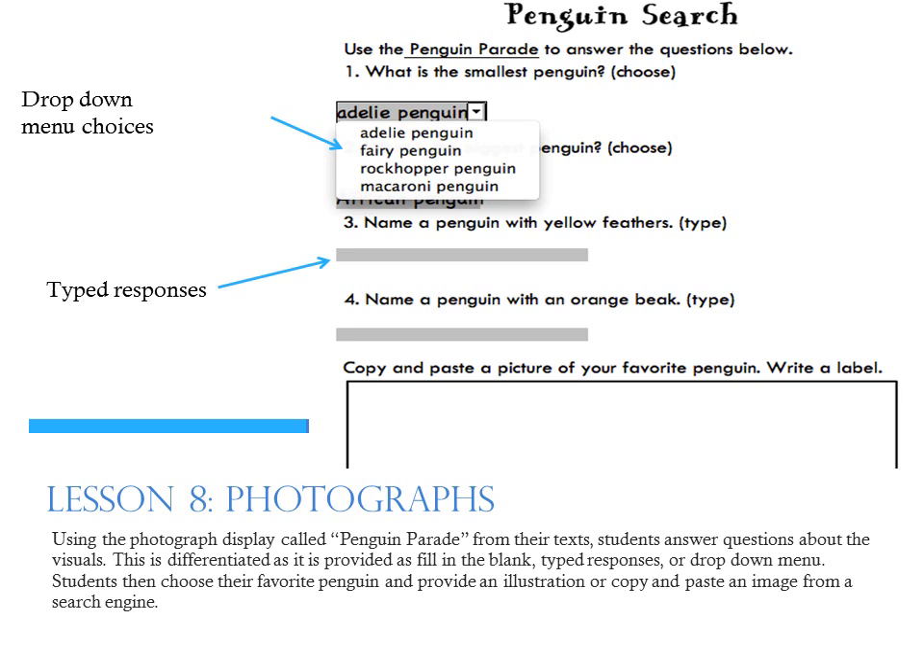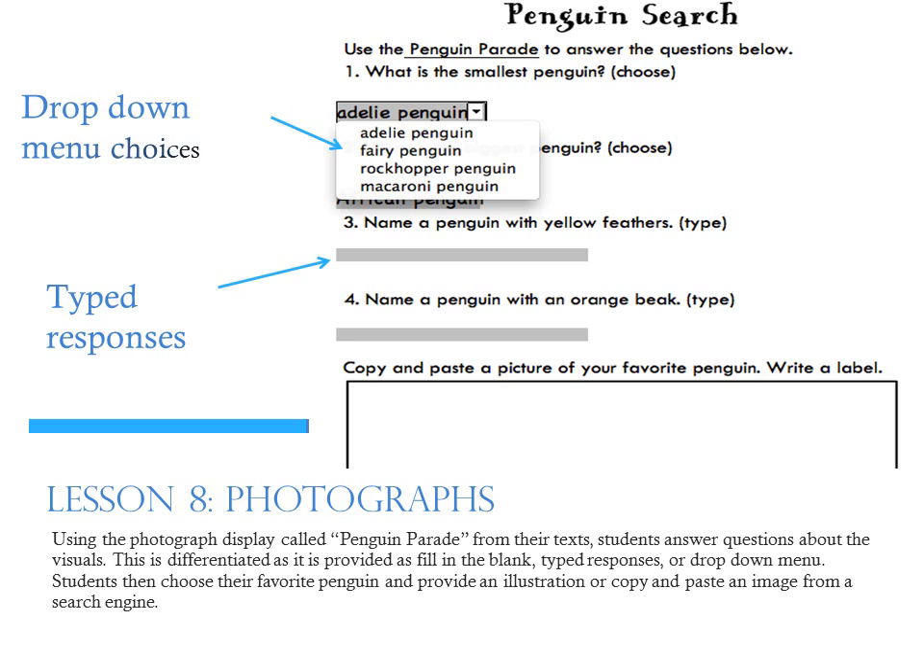After looking and listening about the variety of penguins, students will use the photograph display in their text called Penguin Parade that include photographs and captions of the different types of penguins. Students will then answer questions using a printable version or electronic form. This can be differentiated as it will be provided as fill-in-the-blank, typed responses, or drop-down menu. Students can also choose their favorite penguin and can choose to illustrate or copy and paste an image.